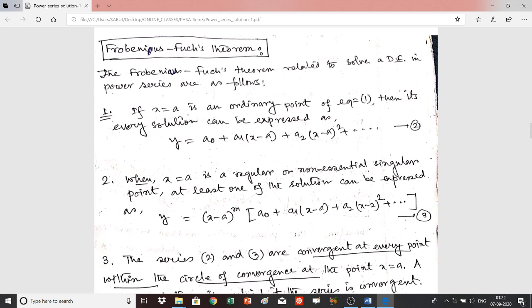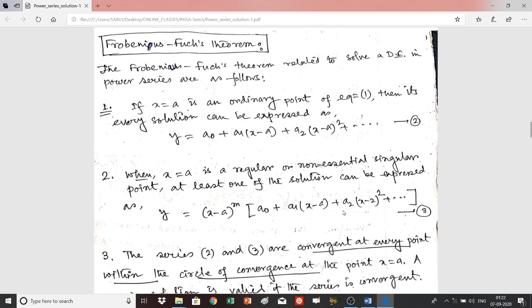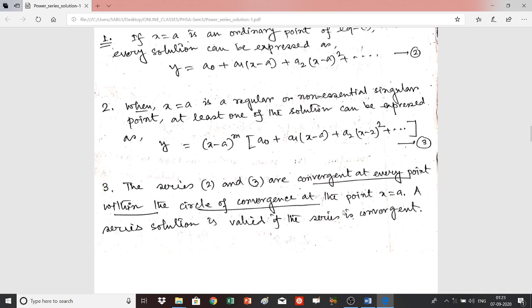And when x equal to a is a regular or non-essential singular point, at least one of the solutions can be expressed. So if the given equation has a regular or non-essential singular point at x equal to a, then at least one of the solutions can be expressed as y is equal to (x minus a) to the power m times (a0 plus a1 (x minus a) plus a2 (x minus a) whole square plus etc.). So at least one solution can be expressed in this fashion.